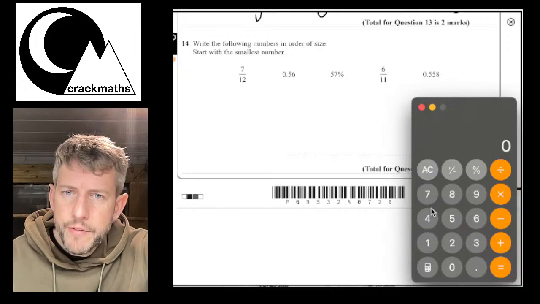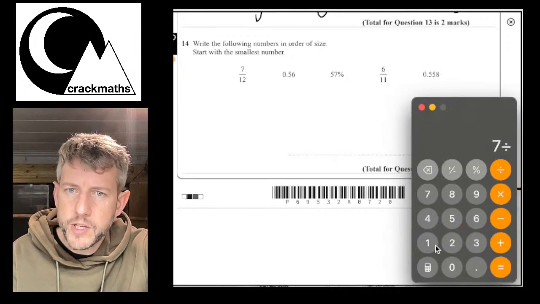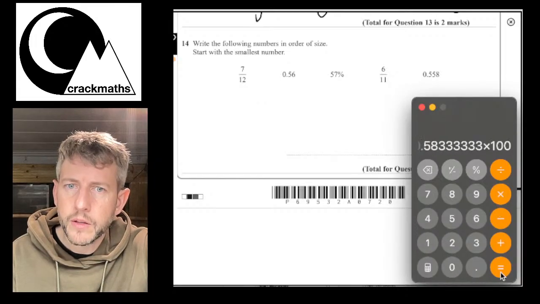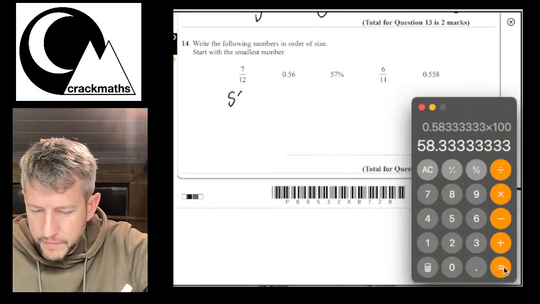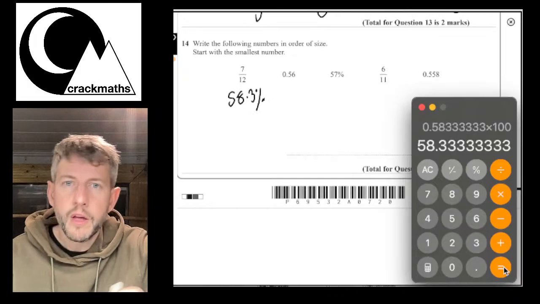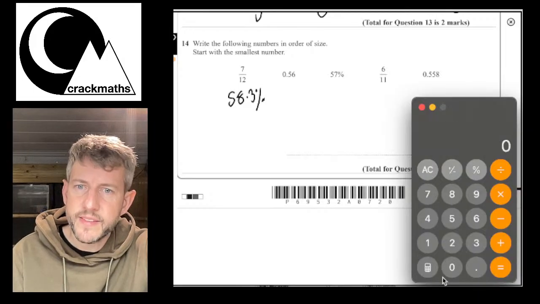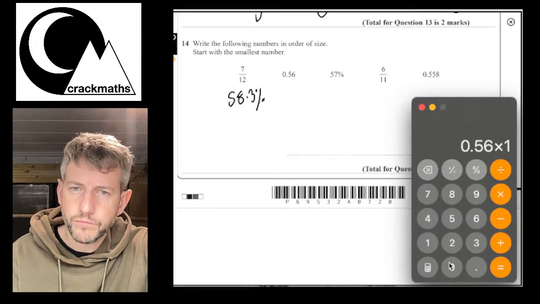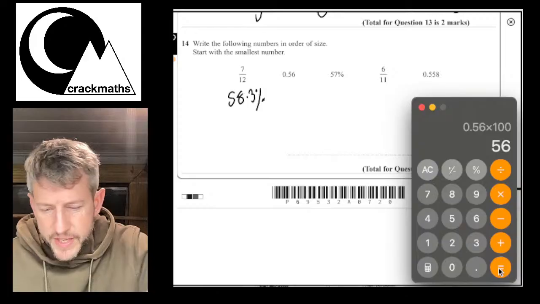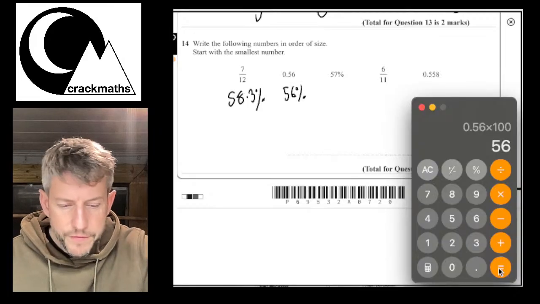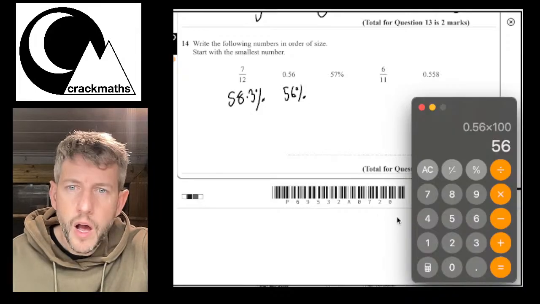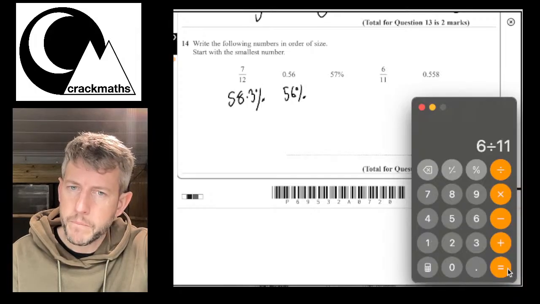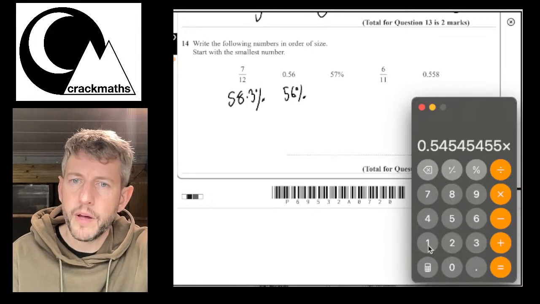Okay, so 7 over 12, it will be 7 divided by 12, and that equals that. And then if we turn it into a percentage, we get 58.3%. 0.56, to go from a decimal to a percentage, we just times by 100. So 0.56 times 100 equals 56%. 57% is obviously 57%. Let's do 6 over 11. So 6 divided by 11 equals this. Then times that by 100 to turn it into a percentage.